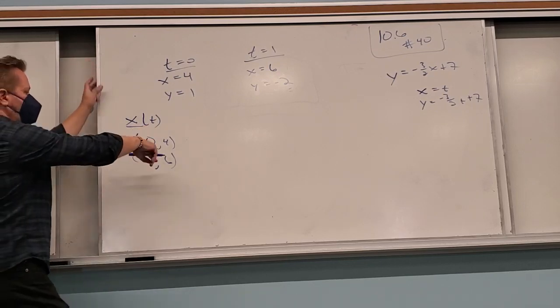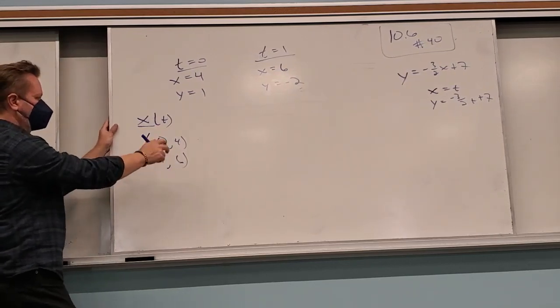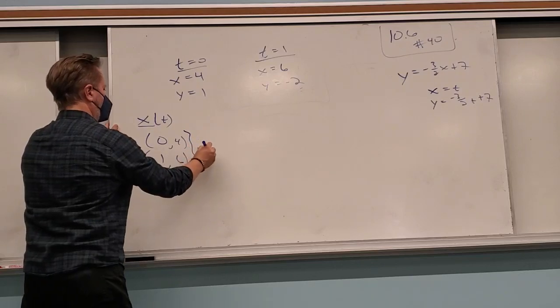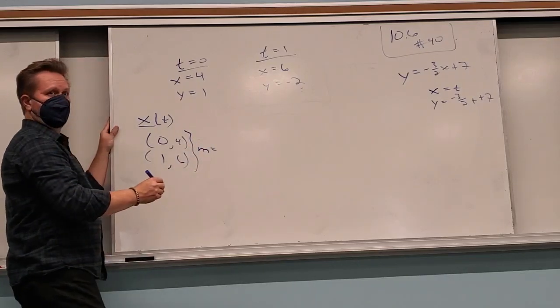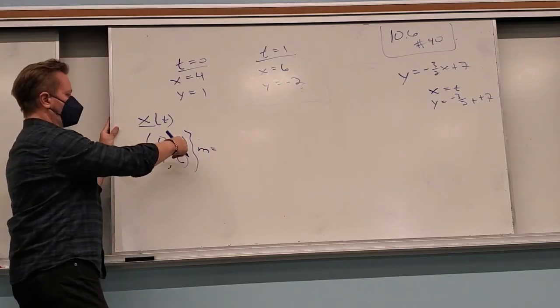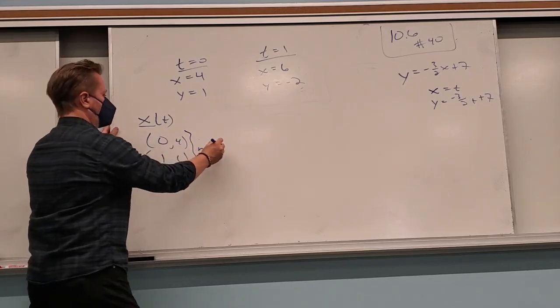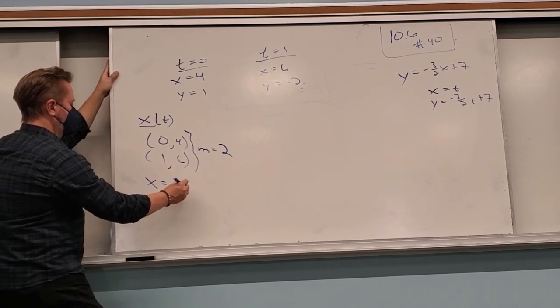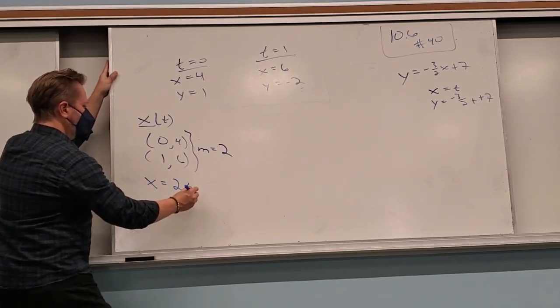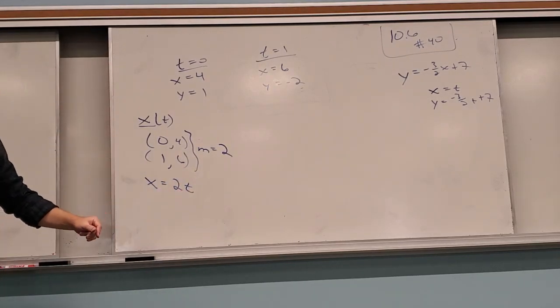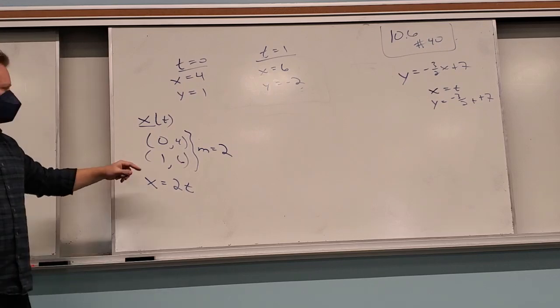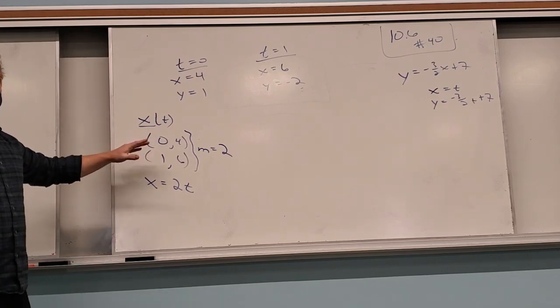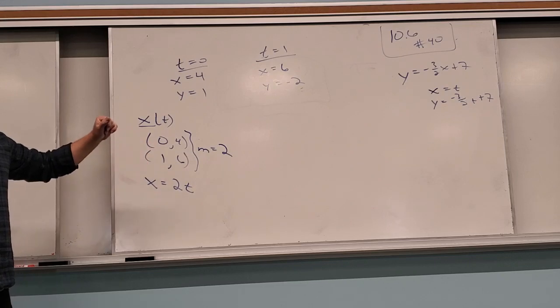So can you find what's the slope here? Easy slope. 2, right? 6 minus 4 over 1 minus 0. That slope is 2. So I have x equals slope times t. Can anyone tell me what b is? What's the intercept here? Anyone tell me what b is?